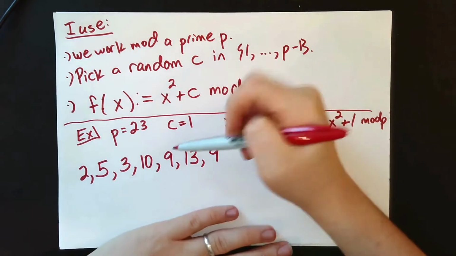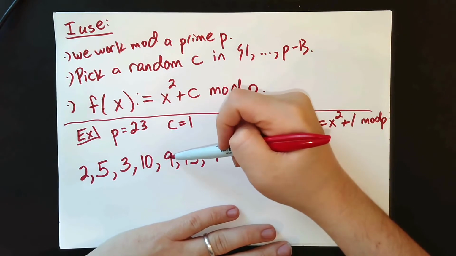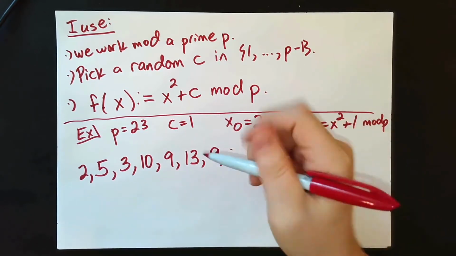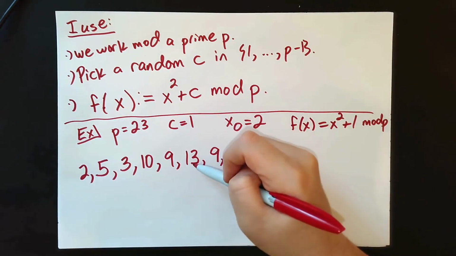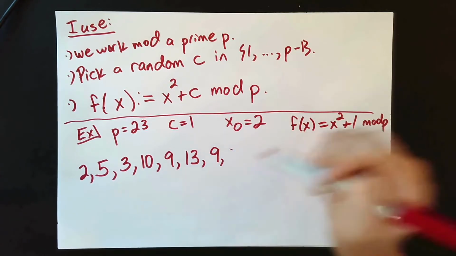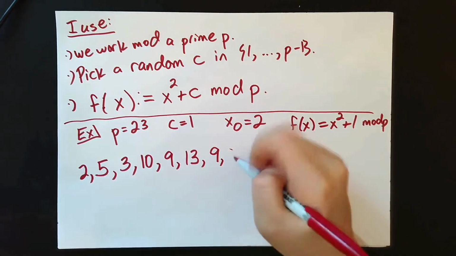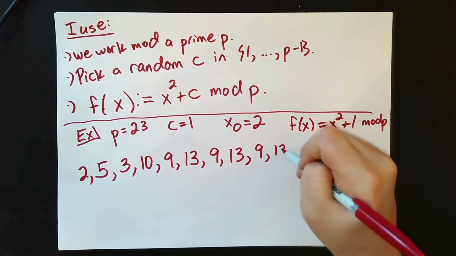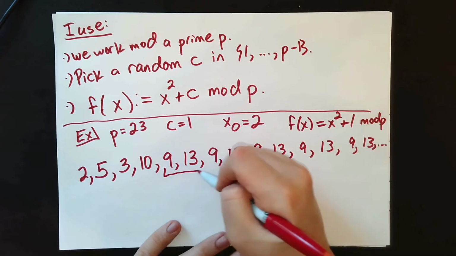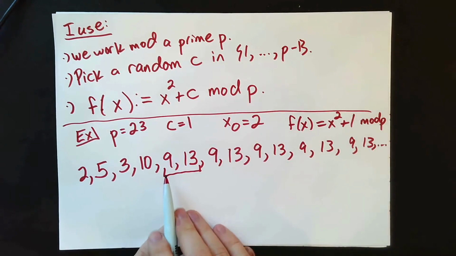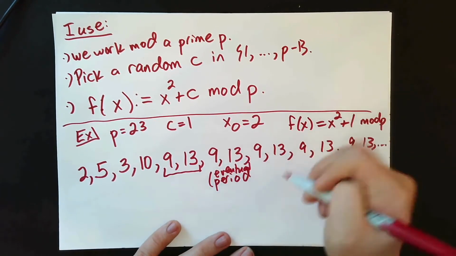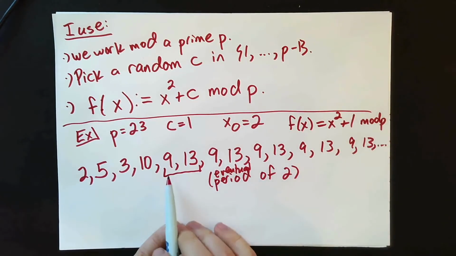And now, here's the key thing about Pollard rho. What is going to come after 9? Well, 13 is always going to come after 9, because how do I get the next thing after 9? I plug 9 into f, which gives me 81 plus 1 is 82, mod 23 is 13. And so we fall into this cycle, in this case a cycle of length 2, where I am repeating the same thing over and over again. So this ends up having, you could say, a period of 2, or an eventual period of 2, where it just ends up repeating 9, 13, 9, 13, 9, 13, and so on.